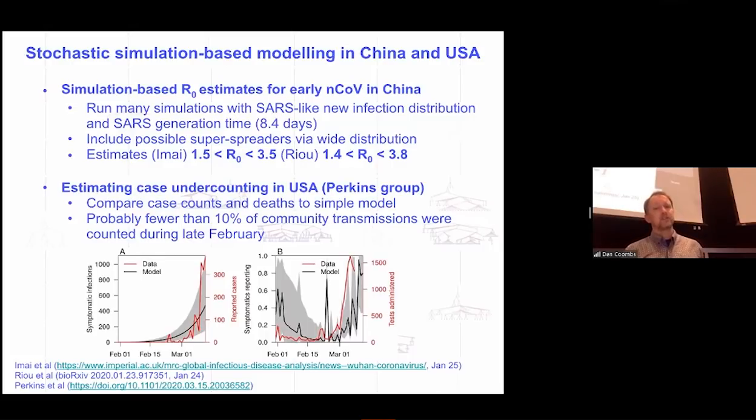So what he did was he ran a fairly simplistic epidemic model, and his group compared, okay, so we're now looking at the graph in the bottom left. The red is the data, and the black is the model, for the number of symptomatic infections in the USA. And there are 2 axes. The black on the left goes up to 1,000, and the red on the right goes up to 300.